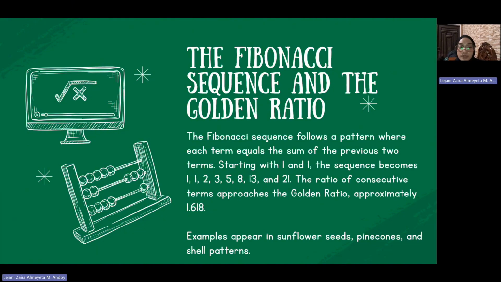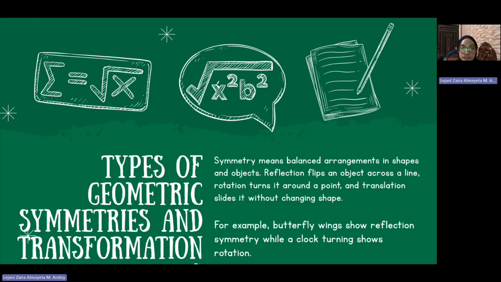Now let's move on to the Fibonacci sequence and golden ratio. The Fibonacci sequence follows a pattern where each number is the sum of the previous two numbers. Examples are 1, 1, 2, 3, 5, 8, and 13. This sequence is connected to the golden ratio, approximately 1.618. These patterns can be found in nature, such as sunflower seeds, shells, and pine cones.